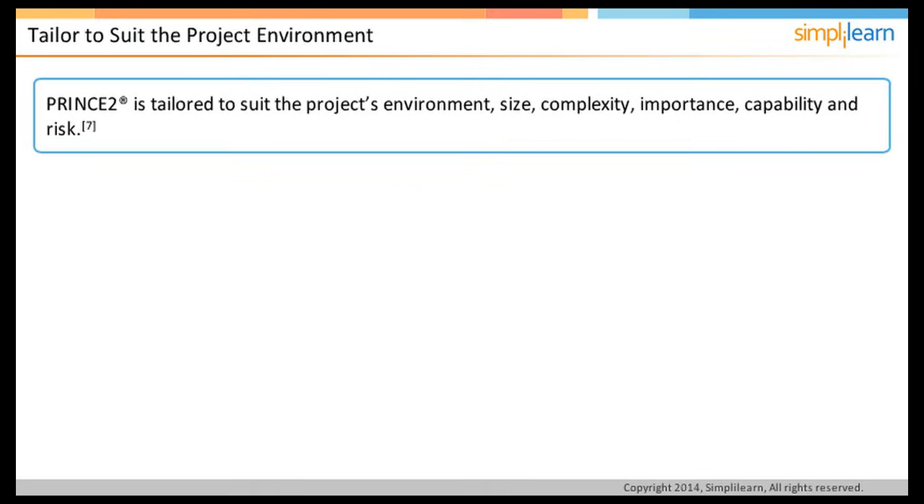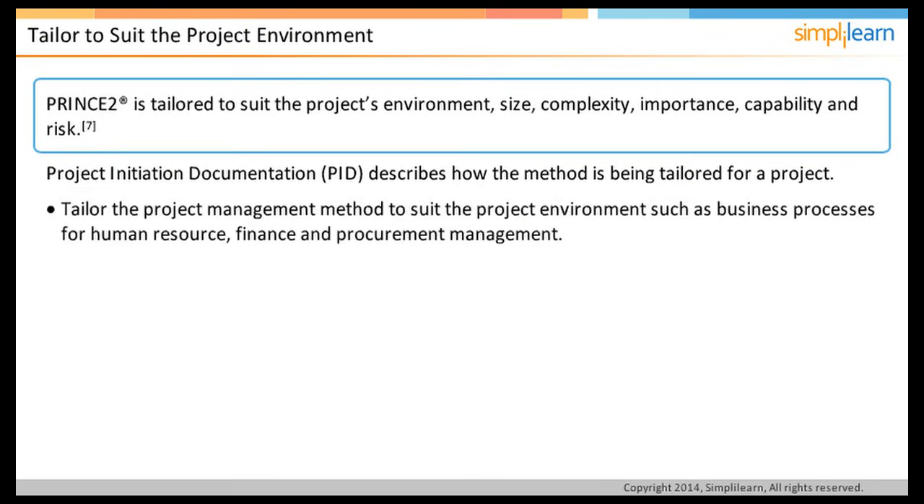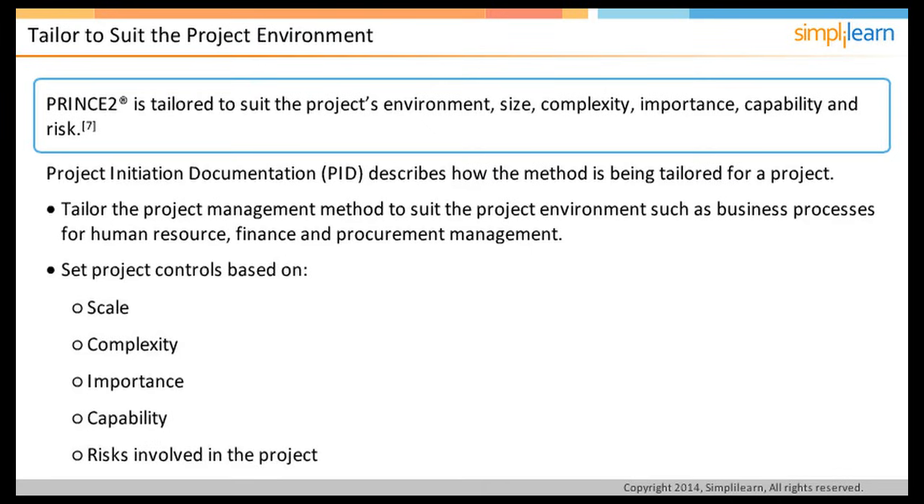The tailoring aspect of a project is documented in PID. The Project Initiation Documentation, or the PID, describes how the method is being tailored for a project. The purpose of tailoring is to ensure the project management method relates to the project's environment. For example, aligning the method to the business processes that may govern and support the project, such as human resources, finance, and procurement. Project controls are set based on scale, complexity, importance, capability, and the risks involved in the project.